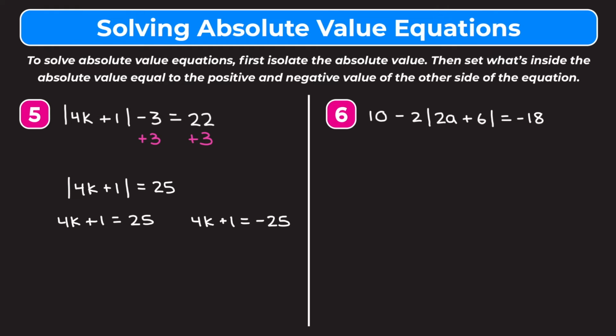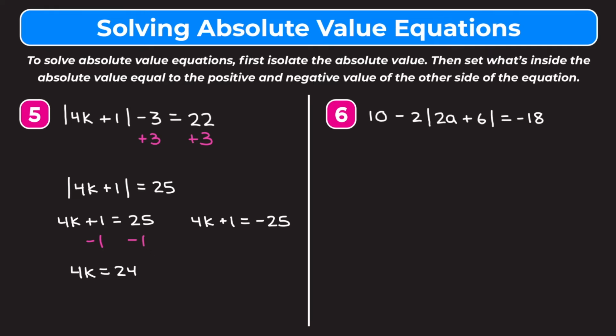I'm going to solve the left equation first. Remember to use reverse PEMDAS, so I want to get rid of this plus 1 before I get rid of the 4 that's being multiplied. I'm going to subtract 1 from both sides of our equation. I'm left with a 4k on the left. On the right, 25 minus 1 is 24.